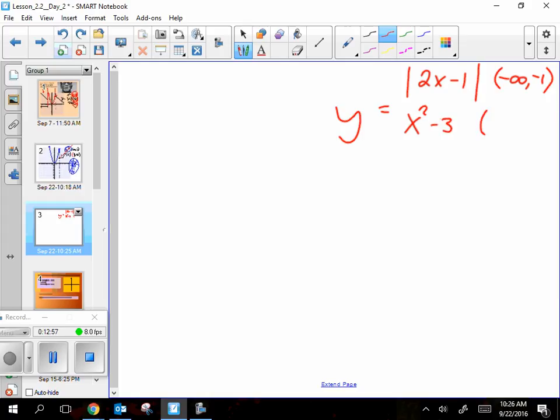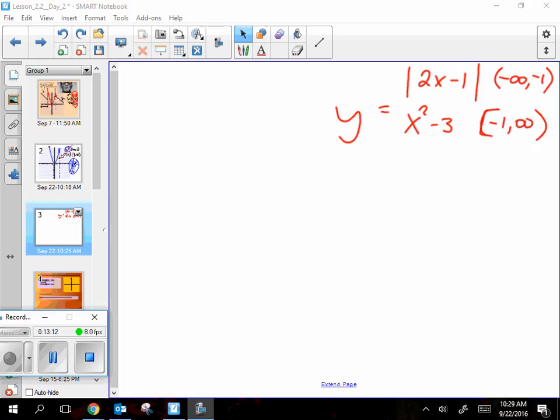from negative 1 to infinity. All right, try making that Franken function, also known as a piecewise function. Pause while you give that one a shot.